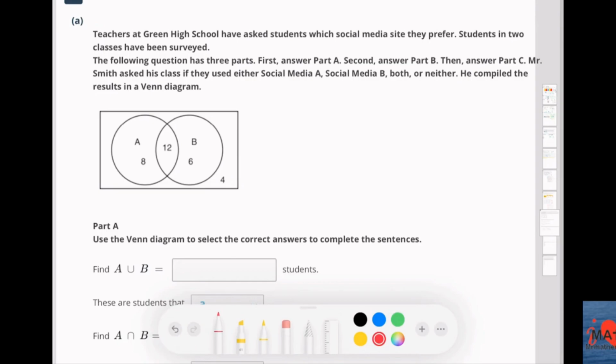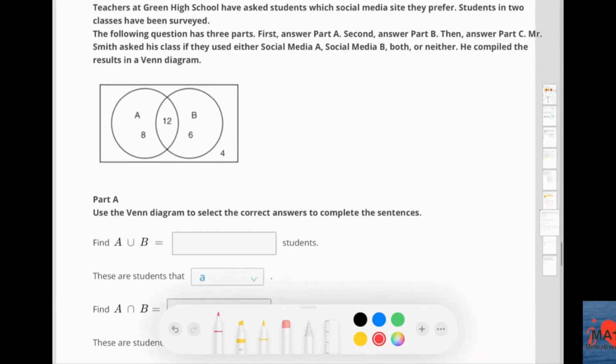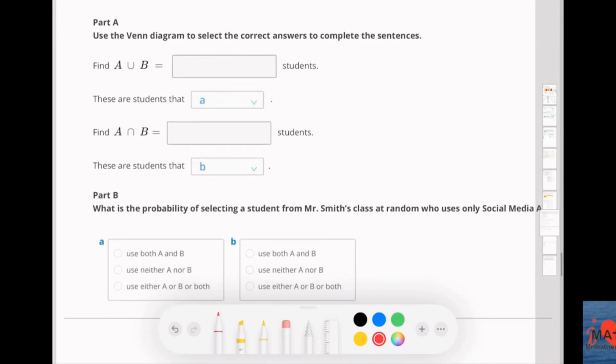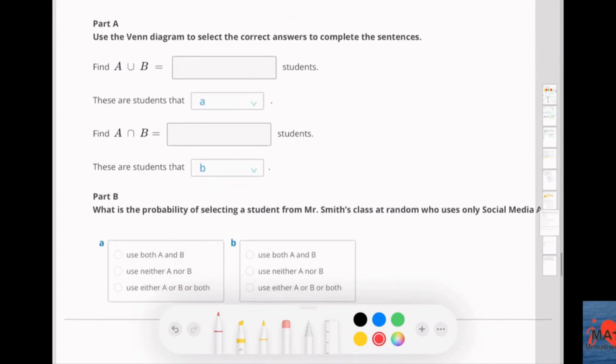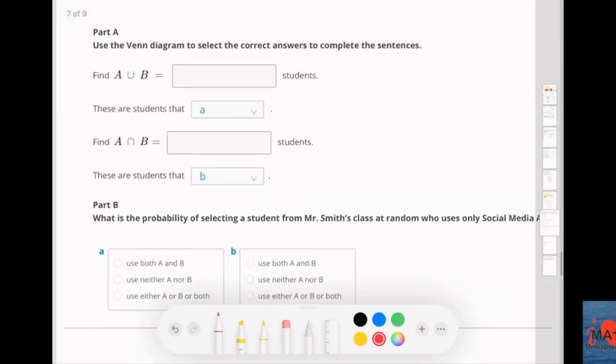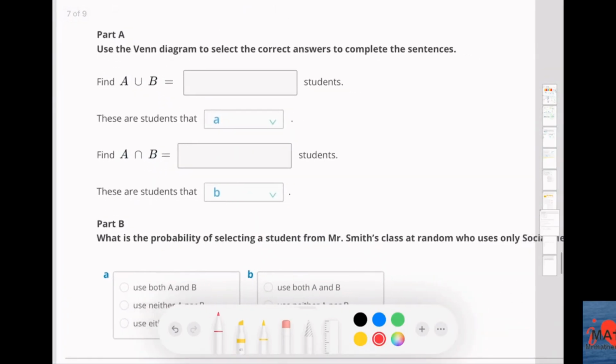Okay. So, part A. Use the diagram to select the answers to complete these sentences. Okay. So you have multiple choice for the second parts. I think you had a drop down. Let's see. No, you were just asked to find the number of students. Number of students here.